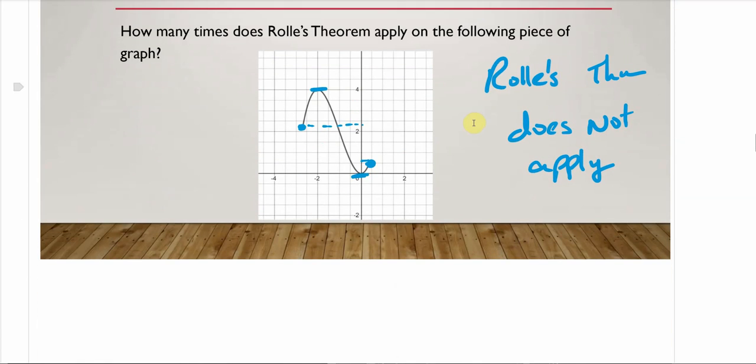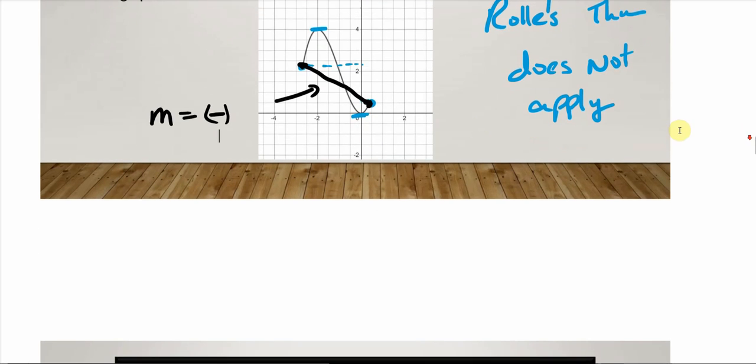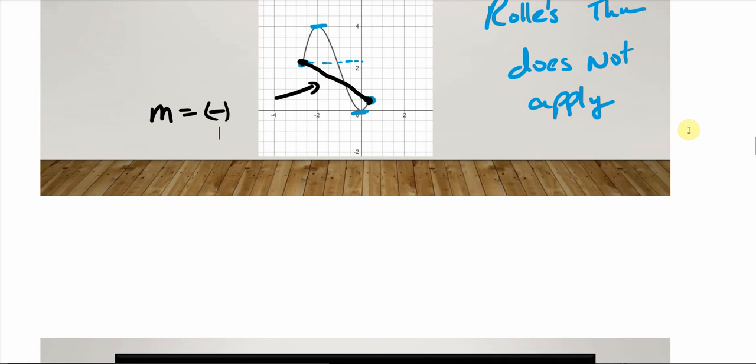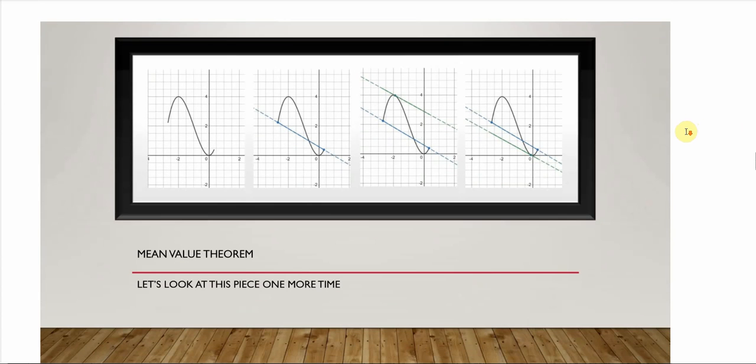So let's look at this one here. And somebody said, wait a minute, sir, what if I connect my endpoints? All right? What if I connect my endpoints? That is not a slope of 0. That one's going to have a negative slope. My slope is going to be negative, right? So it's going to be negative. So let's go ahead and look at it in more detail, okay?